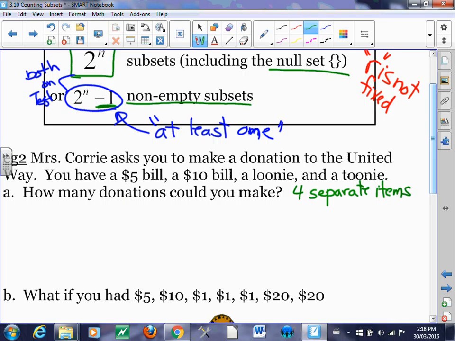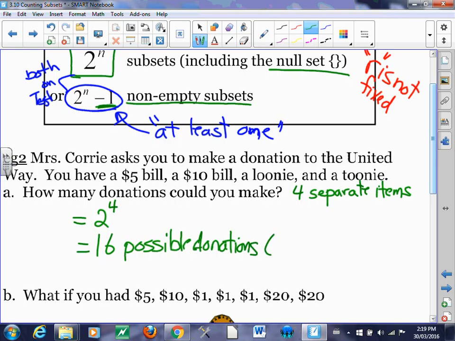So we have 4 items, which is the 5, the 10, the loonie, the toonie. How many possible ways could you do it? Each item you could donate or not, so there's 2 choices per bill or per money amount. And how many separate items do we have? We have 4 distinct items. So plug that in your calculator. We have 16 possible donations, and that's including a no donation.